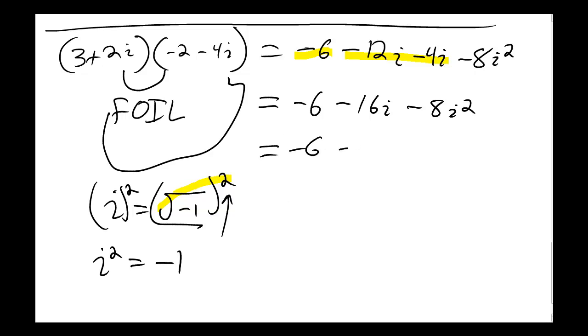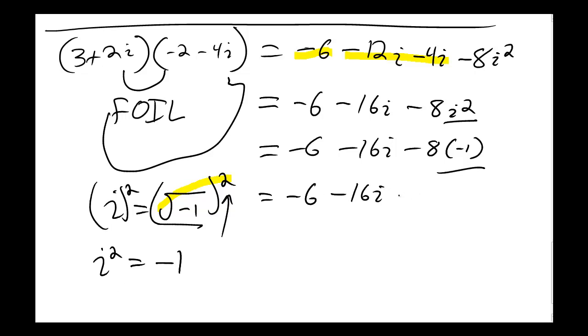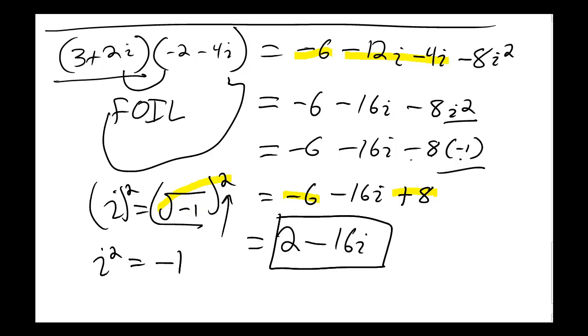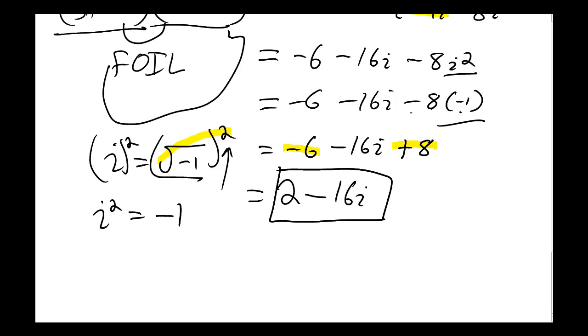So up here I have minus 6 minus 16i minus 8 times negative 1. I'm replacing i squared with its other identity, negative 1. So this is negative 6 minus 16i. Minus minus gives me plus. 8 times 1 gives me 8. Now I have some more like terms, these two, that I can add together. Negative 6 plus 8 gives me 2 minus 16i. My final answer for 3 plus 2i times negative 2 minus 4i is 2 minus 16i.